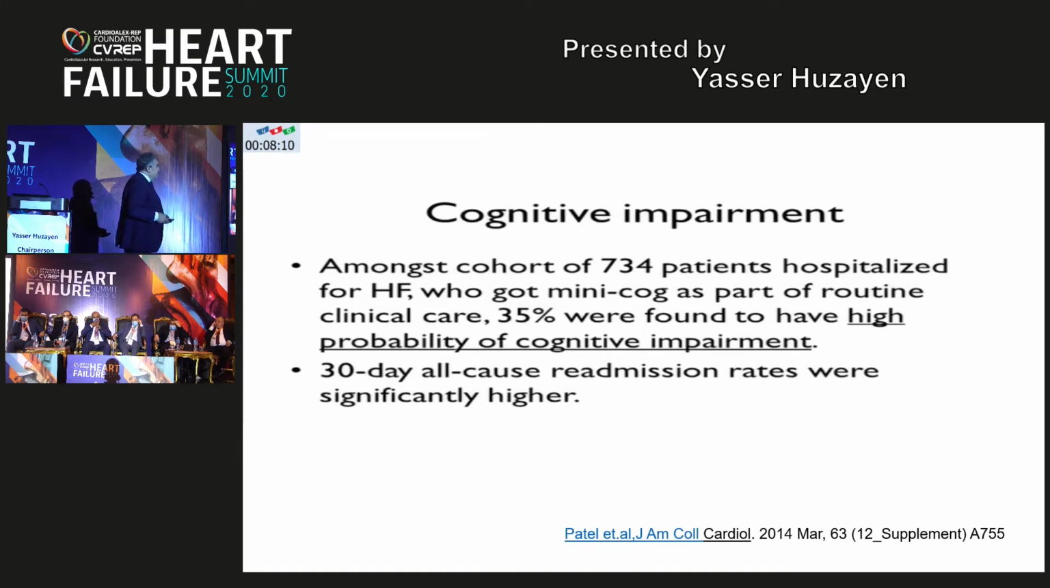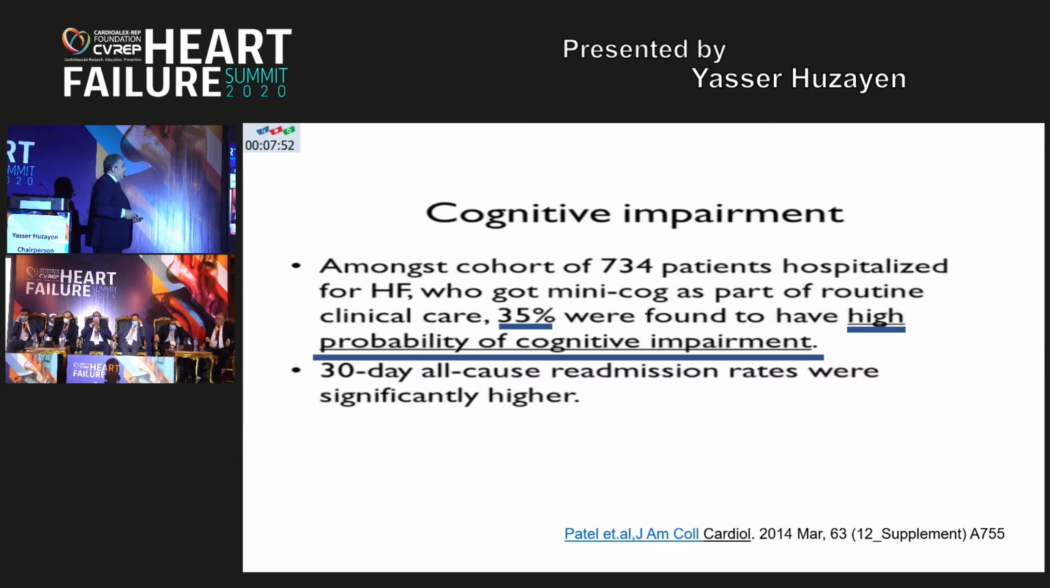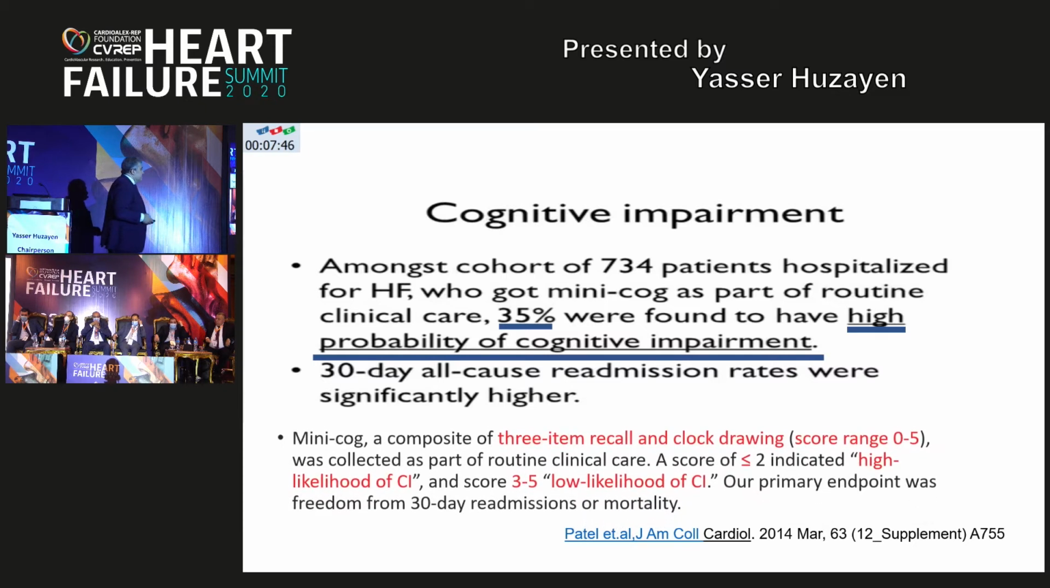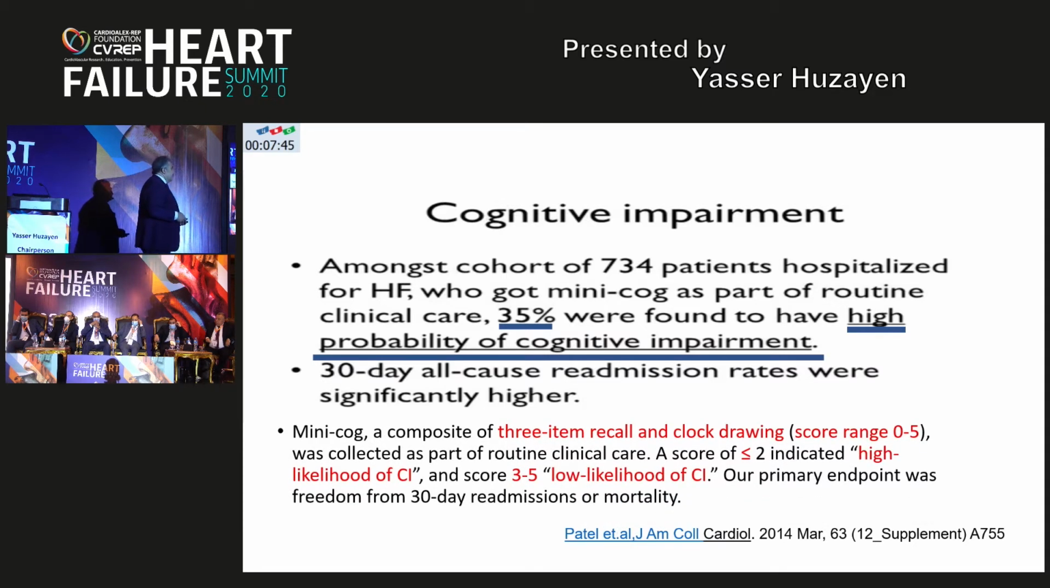Cognitive impairment: there was a cohort study of more than 700 patients hospitalized with heart failure who got a Mini-Cog. They tried to have, with these patients, a very interesting tool to know who is in a cognitive impairment state, and give them a score of less than 2 for high likelihood of cognitive impairment, and a score of 3 to 5 for low likelihood.